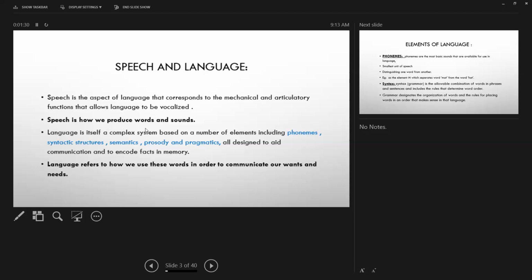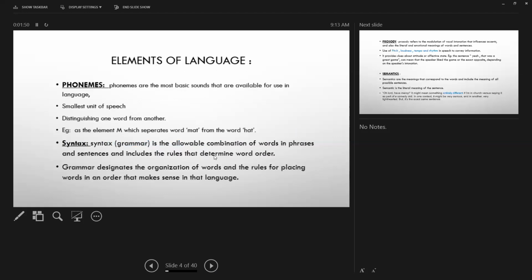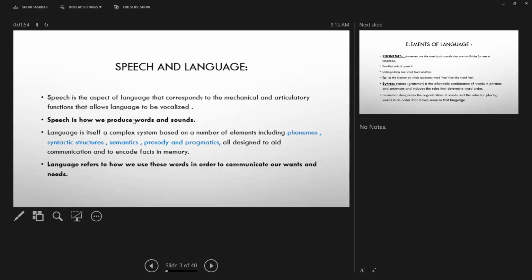So speech is how we produce words and sounds, whereas language is itself a complex system based on a number of elements, including phonemes, syntactic structures, semantics, prosody, and pragmatics, all designed to aid communication and to encode facts in memory. To make it understood in a better way, these are the elements of language.